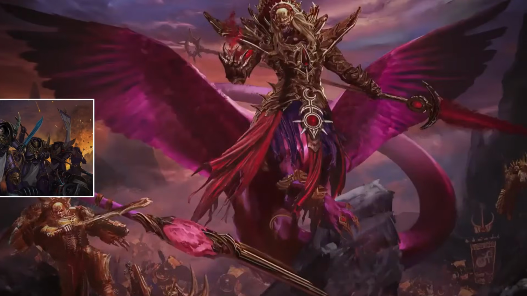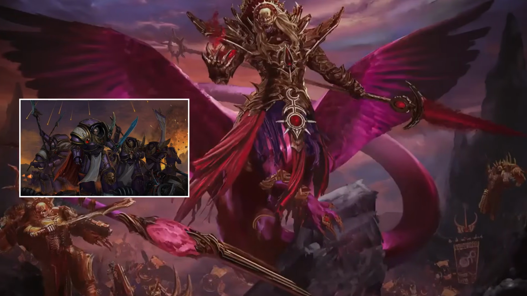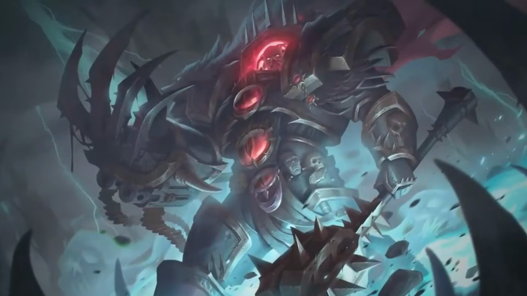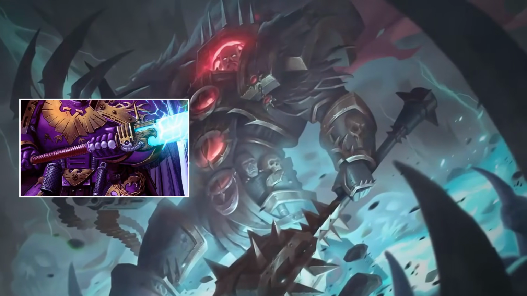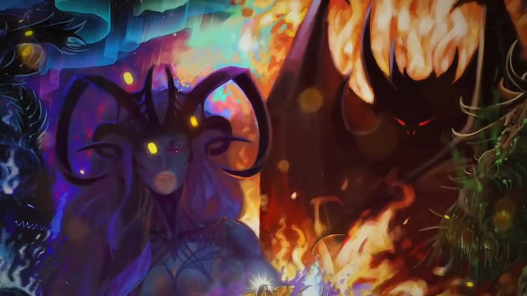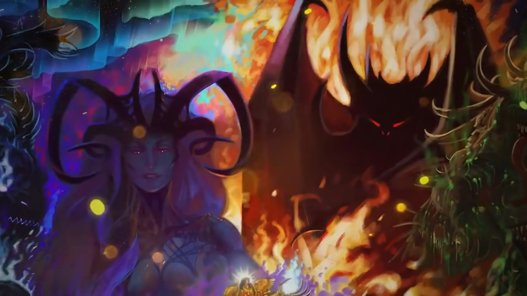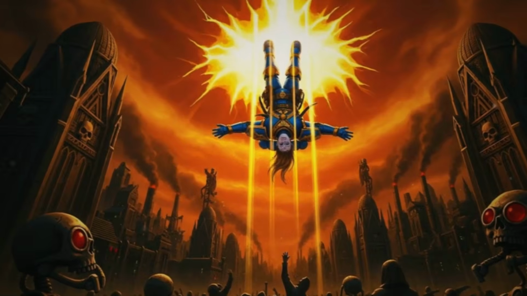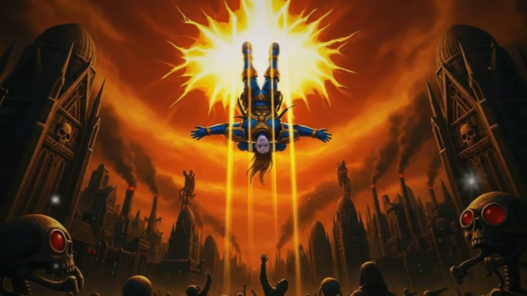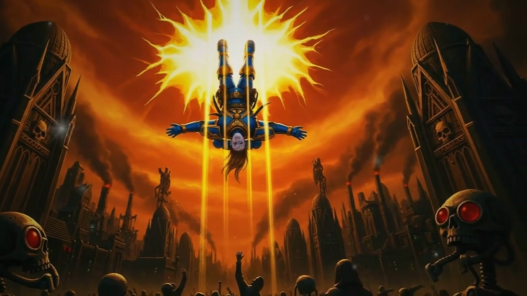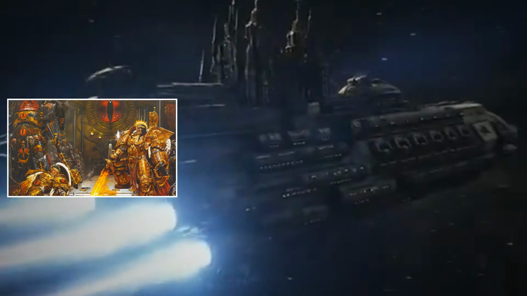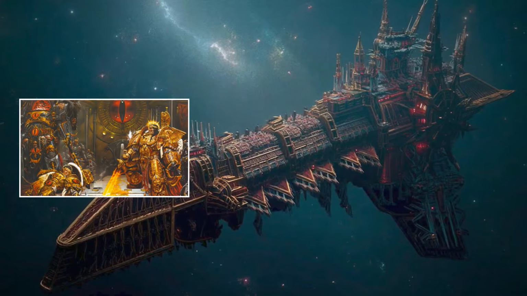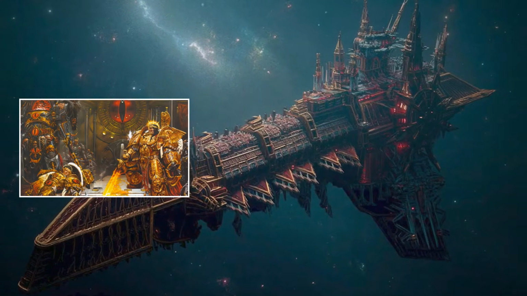The Emperor's Children, once paragons of perfection, now indulged in every excess imaginable under the influence of Slaanesh, the Prince of Pleasure, their war cries a cacophony of depraved ecstasy. And the Death Guard, transformed into rotting, plague-ridden monstrosities by Nurgle, the Plague Lord, advanced with a grim, unstoppable resilience, spreading despair and contagion wherever they went. These, among others, formed the spearhead of Horus's invasion, a vast armada of corrupted warships and countless legions of traitors, all bent on the destruction of the Imperium.